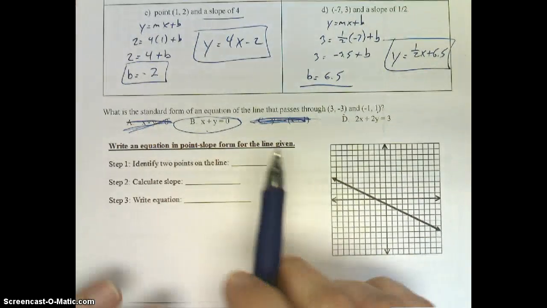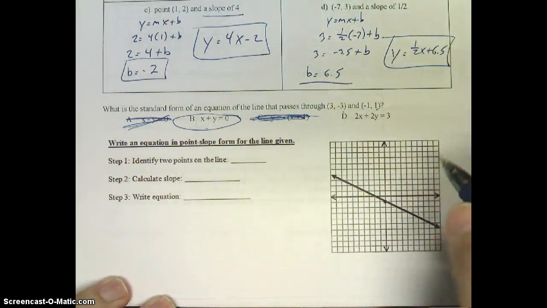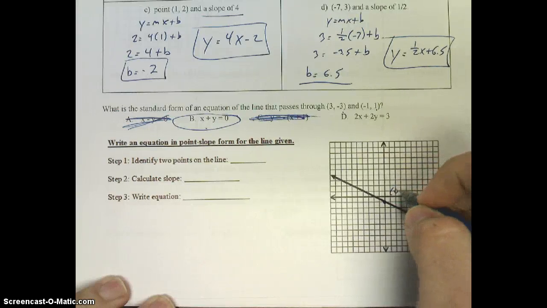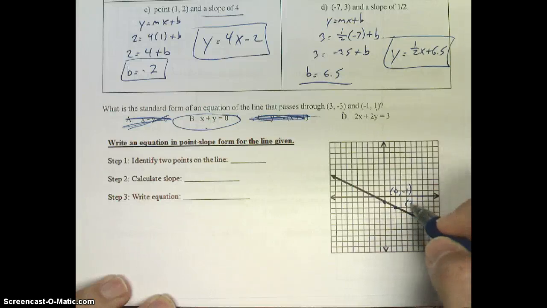Okay, so write an equation in point slope for the given line, or the line given. Identify 2 points on the line. Always try to identify a point on the y-axis. So here it's 0, negative 1. All right. Now my next point, I'm going to go right here. It goes 2, negative 2.